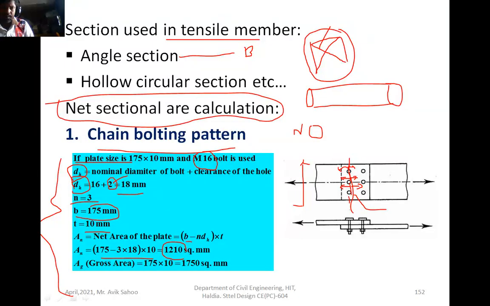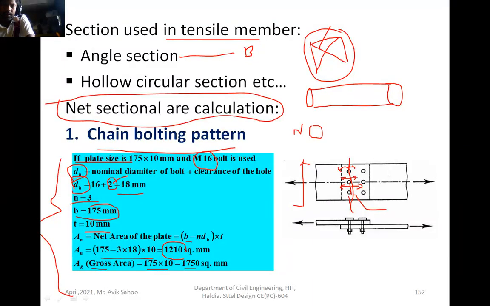1210 square millimeter. And if I consider the gross area, then without holes, the gross area you have to calculate, means the holes are not considered. The full plate area has to be taken. The original plate is considered, no hole is made on the plate. So the solid plate area is 175 into 10, 1750.